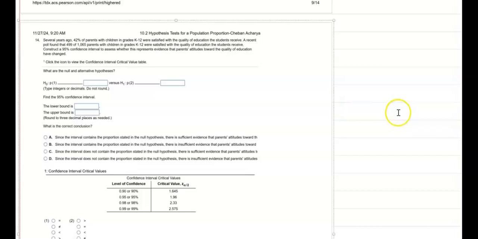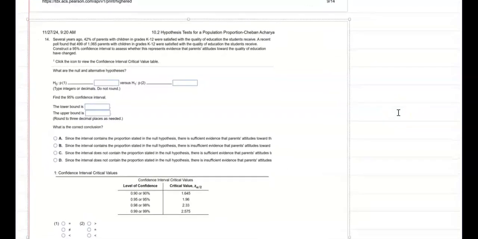Question number 14. Several years ago, 42% of the parents with children in grades K-12 were satisfied with the quality of education the students receive. So 42% represents the population proportion, P equals P0, which is going to be 0.42.